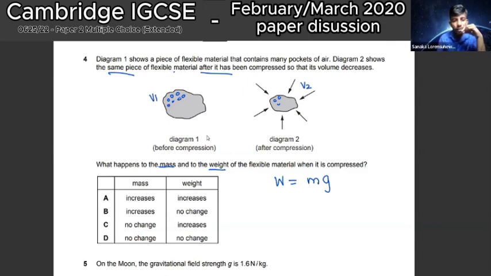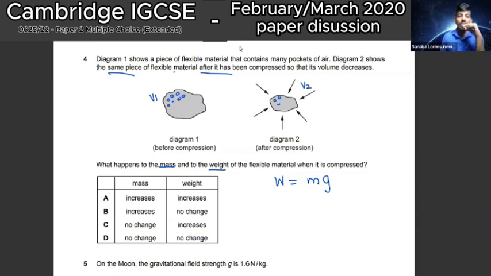Let's see. Mass and weight. What happened to the mass and what happened to the weight? Think about it. I'll give a few seconds. Okay, right. It is not complex. I told you that mass is not changing and weight is not changing, not affected by the others.